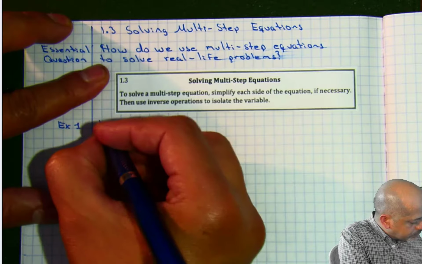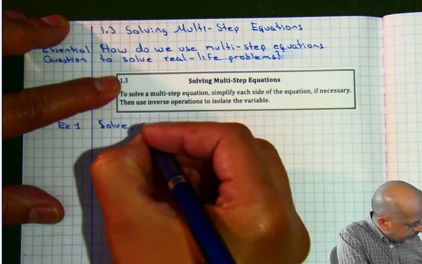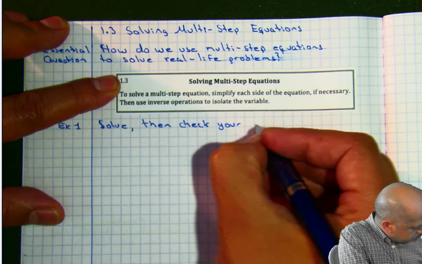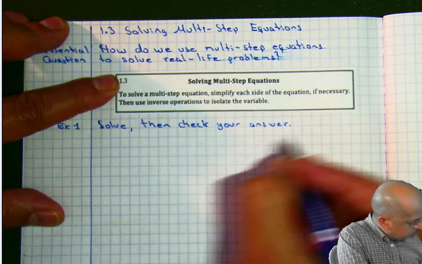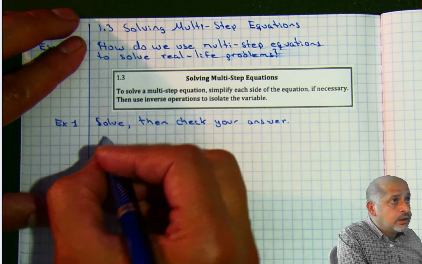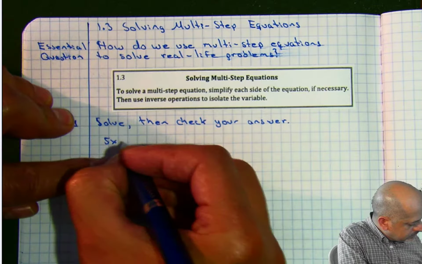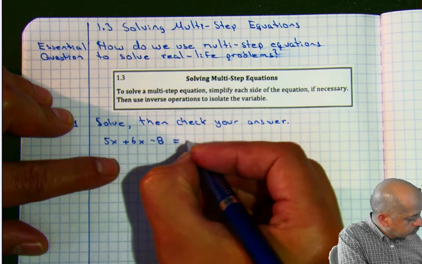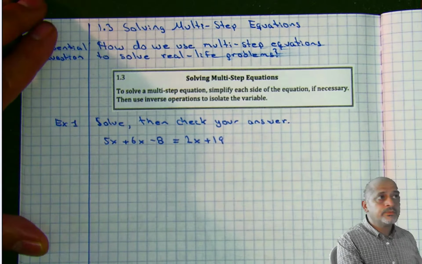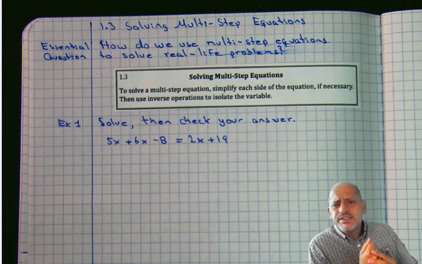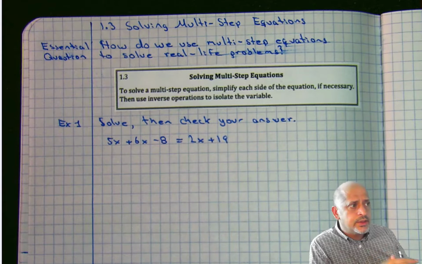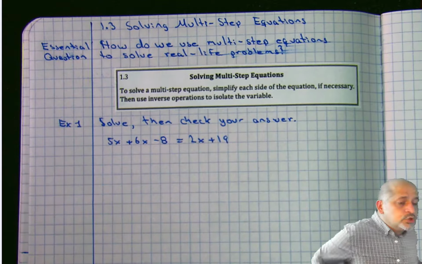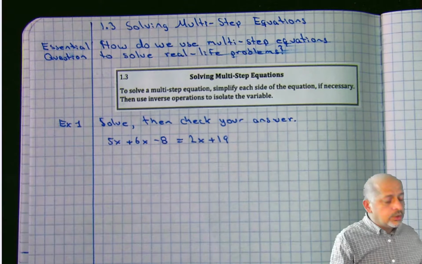Solve, then check your answer. And we have 5x plus 6x minus 8 equals 2x plus 19. And once again, notice that it looks very similar to the previous problems, right? So a lot of the things that we're going to do today will just maybe be one extra step. So before I start to move things left and right, what should be the first thing that I should do?